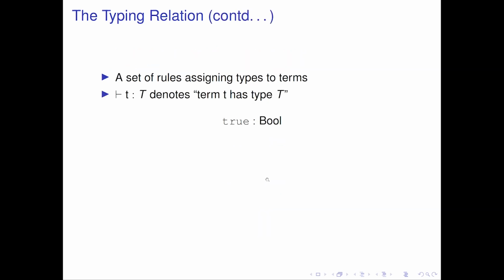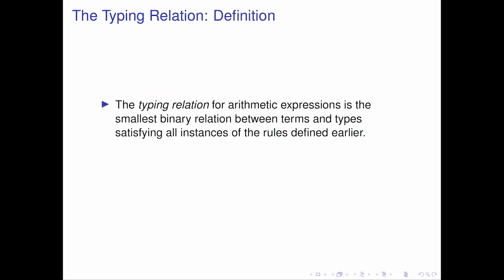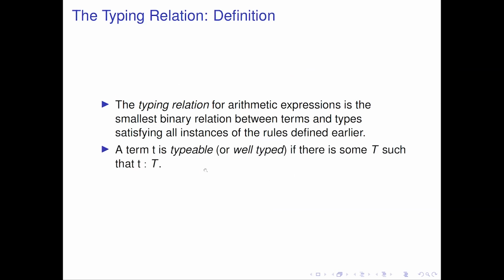Okay. So now we look at them and then we define the relationship, which is the relationship between terms and types. So basically it's nothing but big words for saying that every term should be assigned a type, and that relation is there, using the rules which we have discussed just now. And we call a term typeable or well typed if you are able to find a type for it.